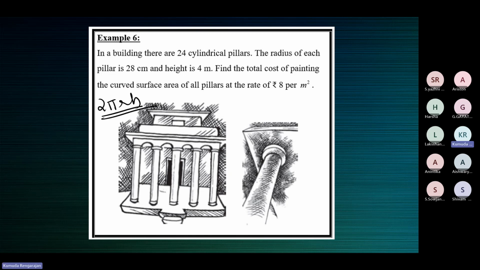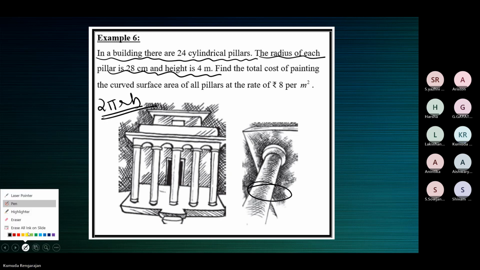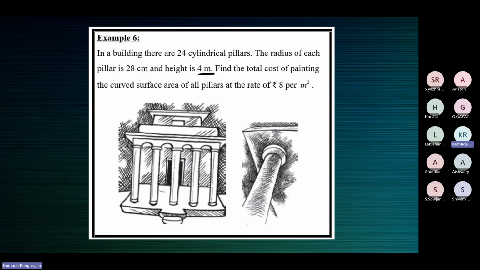This is the formula to find the curved surface area of a cylinder. All right. So in a building, there are 24 cylindrical pillars. The radius of each pillar is 28 centimeters and the height is 4 meters.